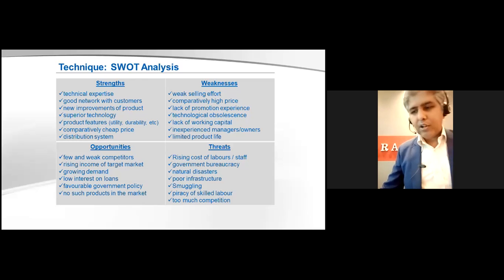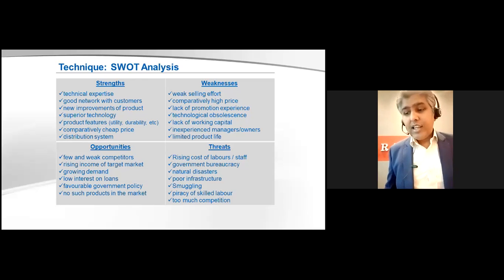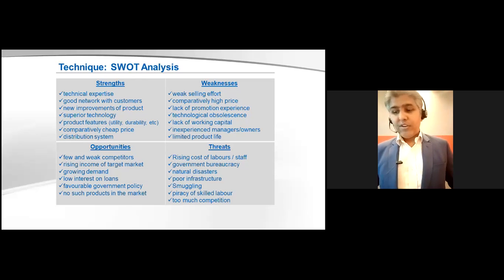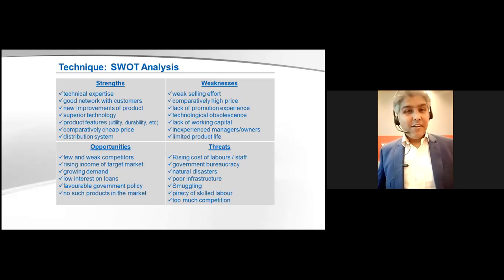Now, these are some examples of strengths, weaknesses, opportunities, and threats. So, for example, few and weak competitors. If you have a lesser number of competitors or weak competition, that is actually an opportunity for you. Rising income of the target market, growing demand, lower interest, these are all opportunities. Threats could be poor infrastructure. Poor infrastructure means electricity and gas, and mineral and food shortage issues.